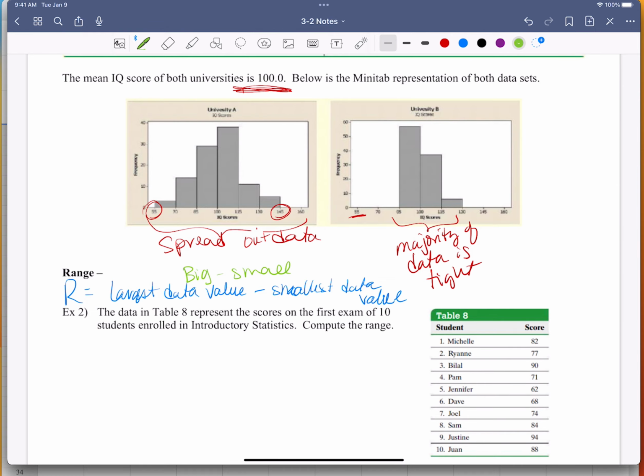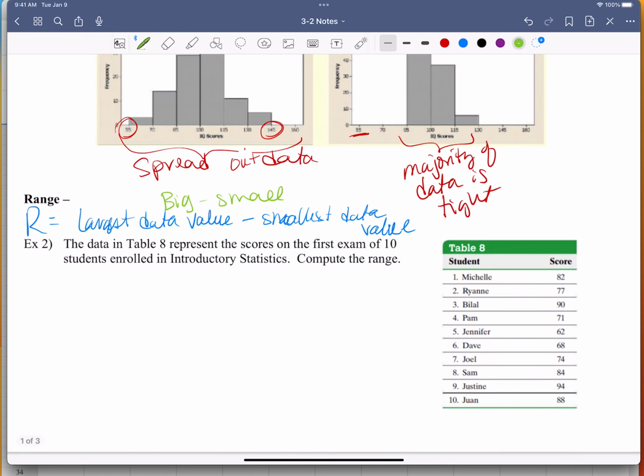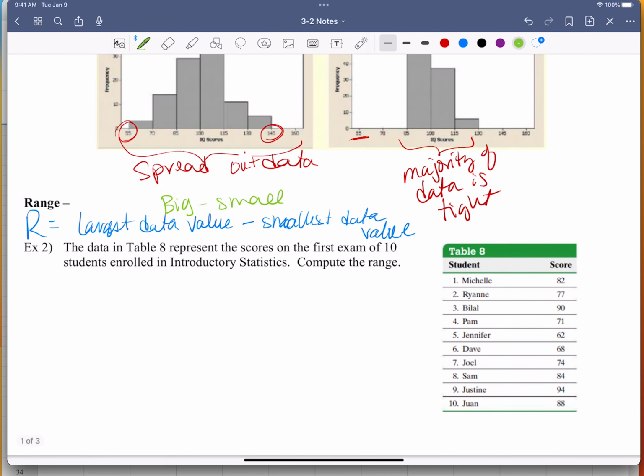All right. Okay. So we are going to look at the same data that we did in the last section on these test scores. We want to compute the range of these test scores. All right. Okay. So big minus small. That's what we're looking for. The highest score minus the lowest score.